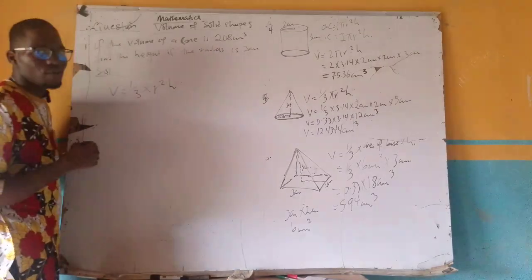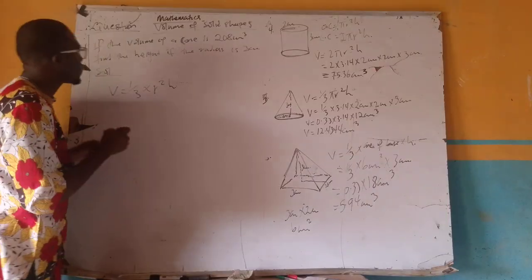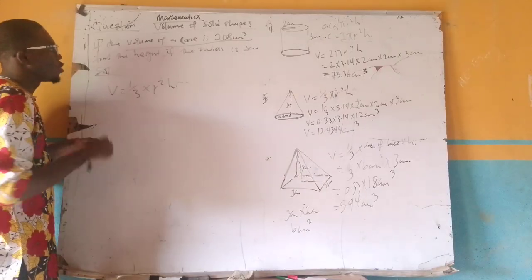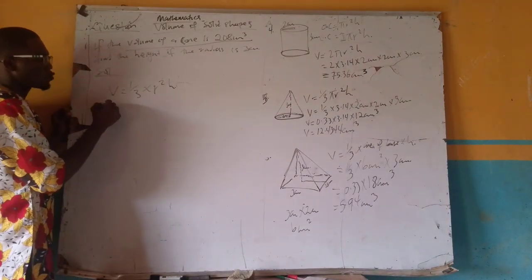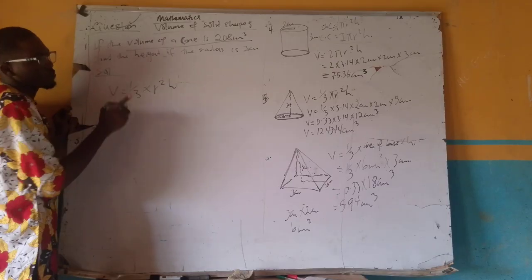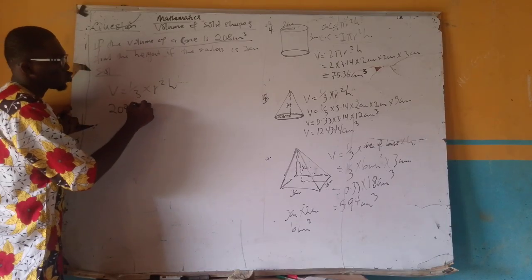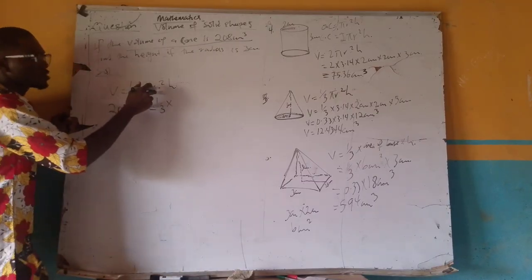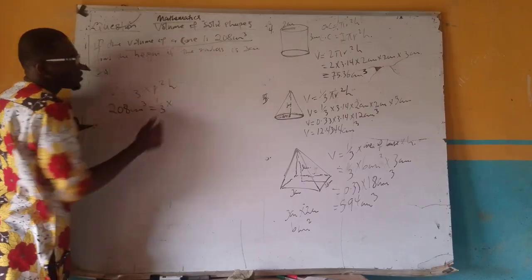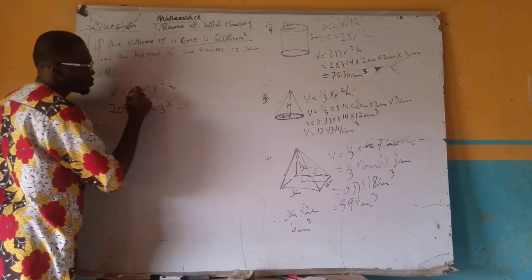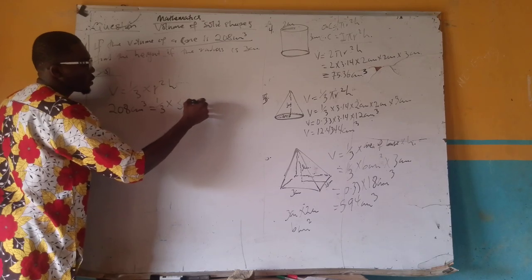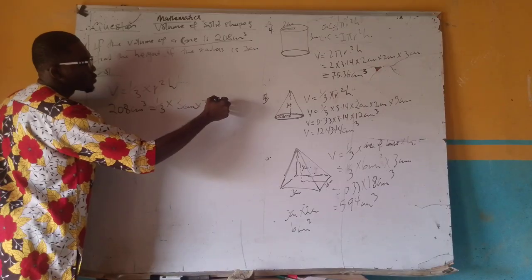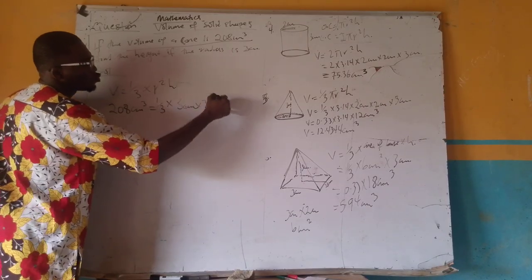So let's start putting the values that we have from the question. The first value they gave us is the volume of the cone, which is 208 centimeter cube, equals 1 over 3. This is always a constant. Remember, they give us the radius, 3 centimeter. So we have 3 centimeter, and r square means 3 times 3. Then we now have the height, which we don't know, right?